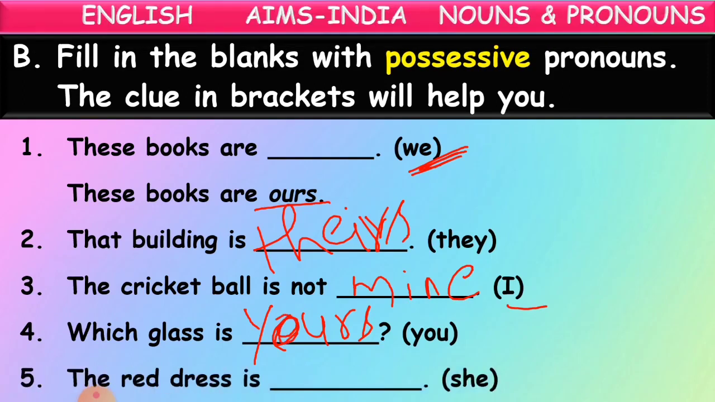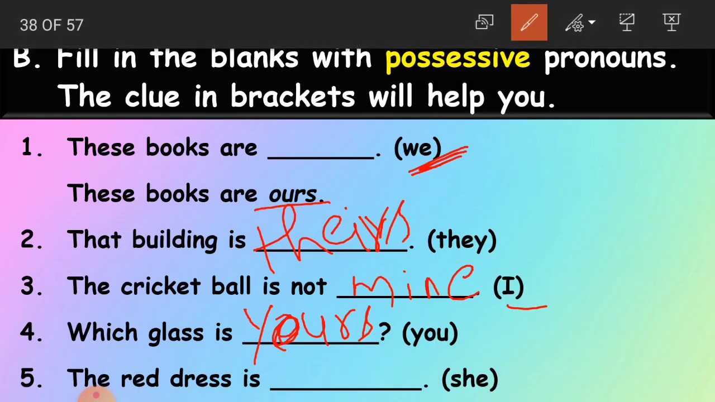We'll go to the fifth sentence now. The red dress is dash. The personal pronoun is she here in the bracket. And now this is going to change as hers. The red dress is hers. Clear? So like this we have to modify the personal pronouns into possessive pronouns.